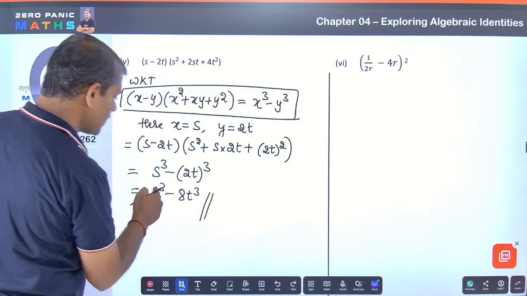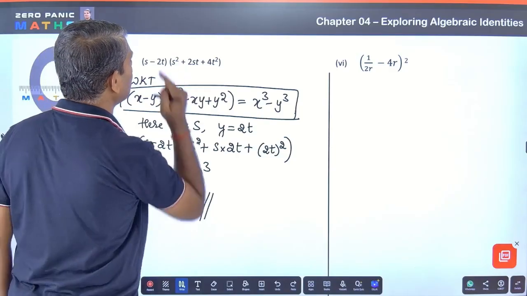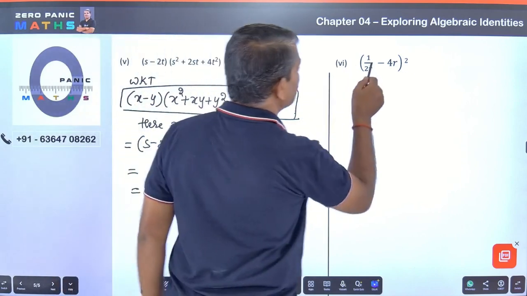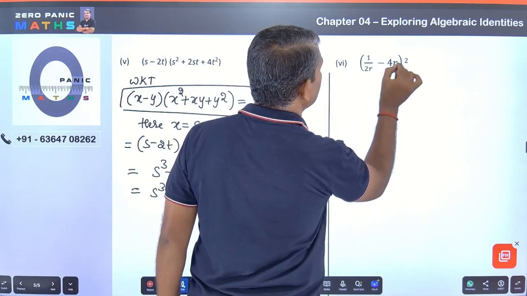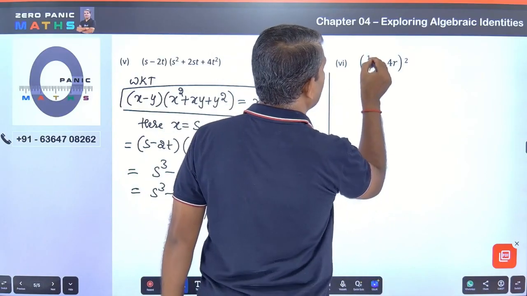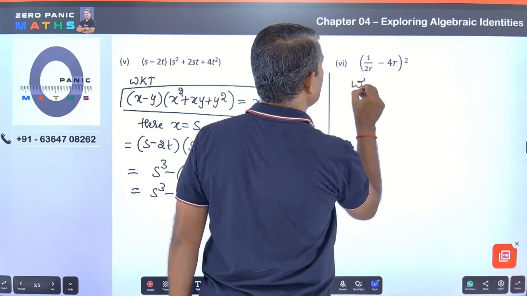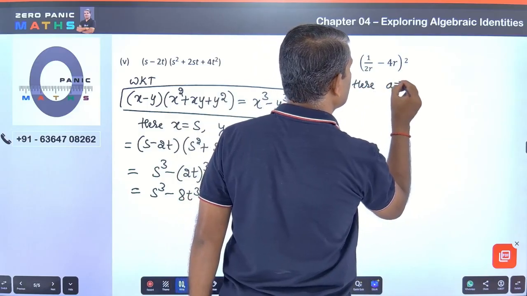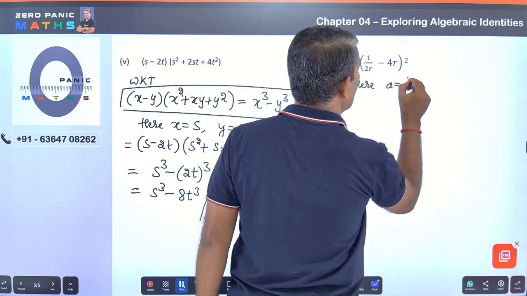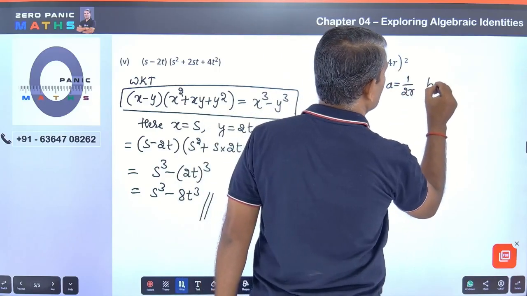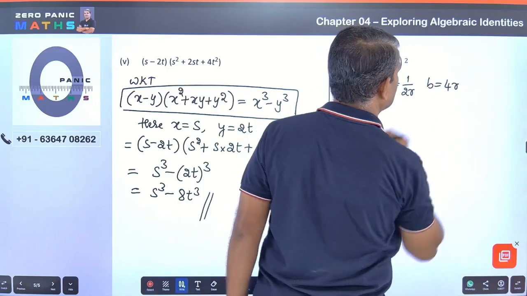It is s cube minus 8t cube is the factor of this. Let us quickly go to the sixth problem. A minus b whole square. It is looking like a minus b whole square, where a is 1 by 2r. So here you can consider a is equal to 1 by 2r, and b is equal to 4r.